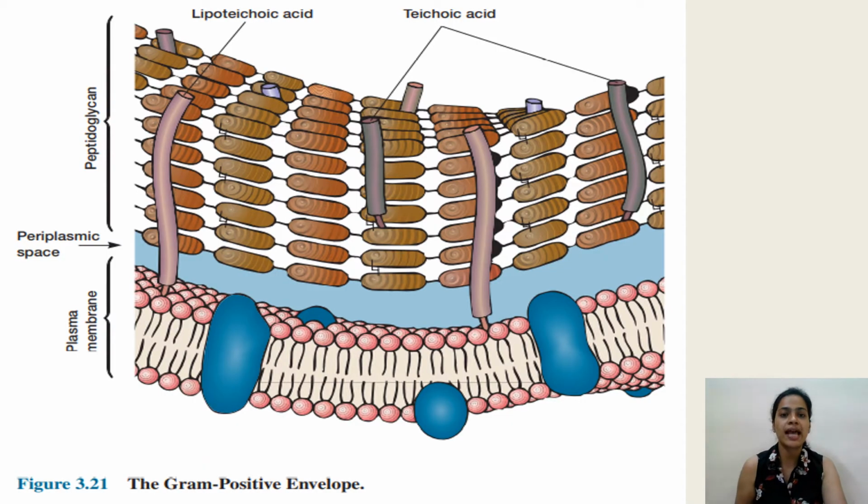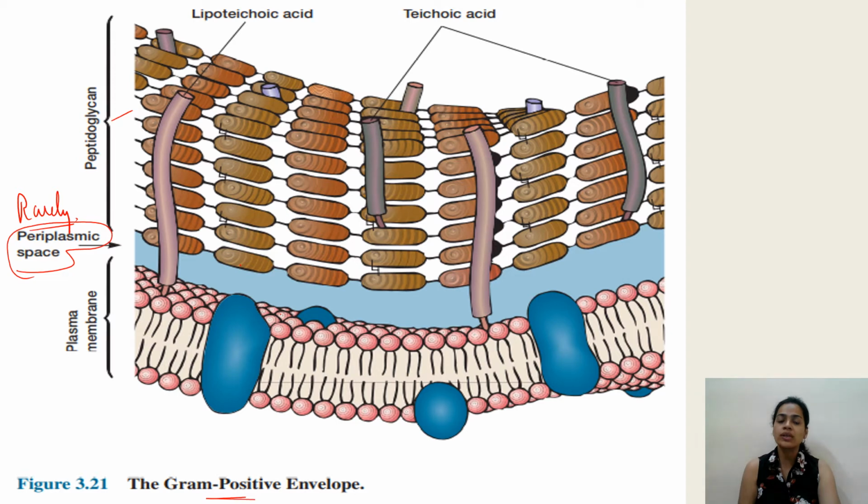Okay, if we elaborate on the structure of the cell wall, this is how it looks. This is the gram-positive bacteria. As you can see, a thick layer of peptidoglycan is present here. Then there is a very minute space, sometimes even absent, between the peptidoglycan and the plasma membrane, which is known as the periplasmic space. Mostly this is very rarely visible in the case of gram-positive bacteria.